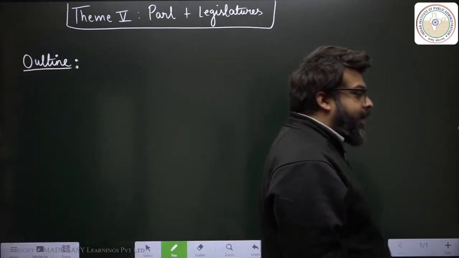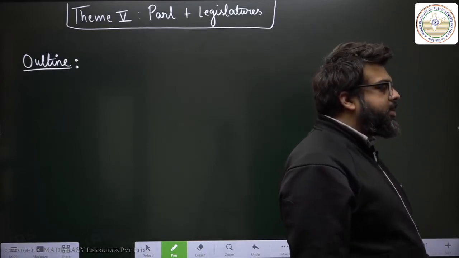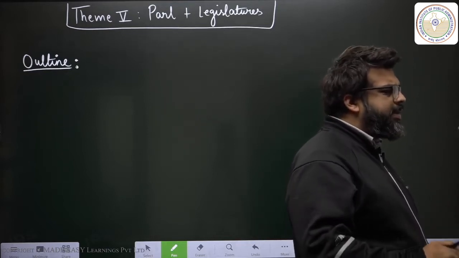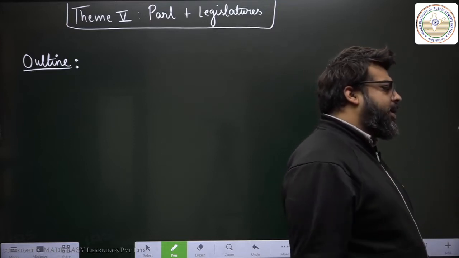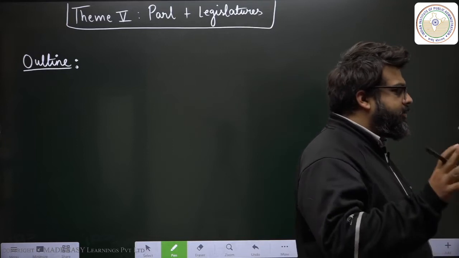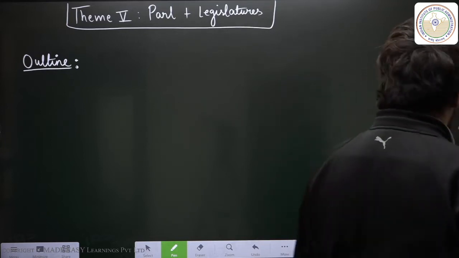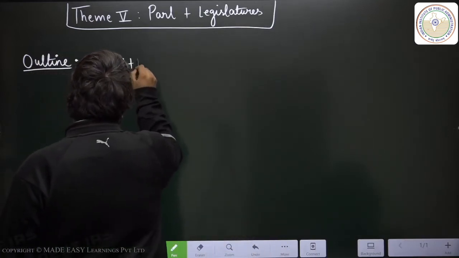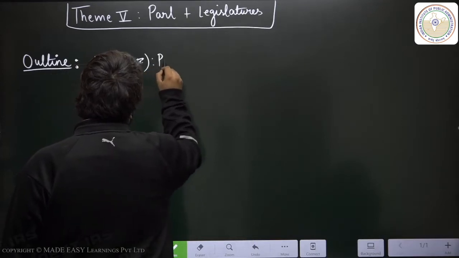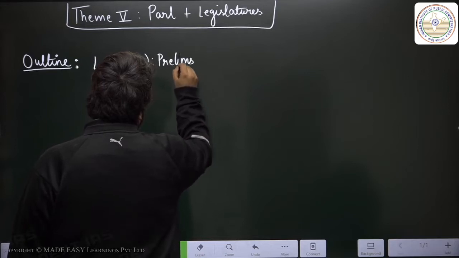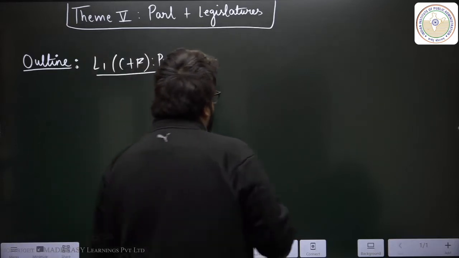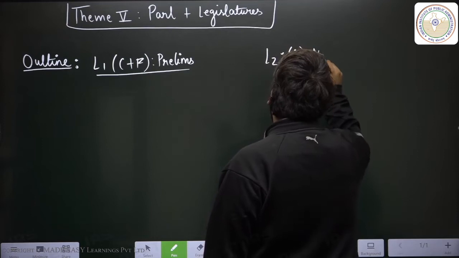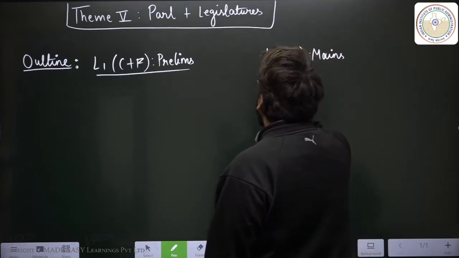Let us first identify the outline, an extremely important part as far as the prelims is concerned, and a very standard, set-forward kind of questions that are asked as far as the mains are concerned. Okay, so let's start. Layer 1, which is conceptual and factual, and therefore important for the prelims. Layer 2, analytical in nature and therefore important for the mains.